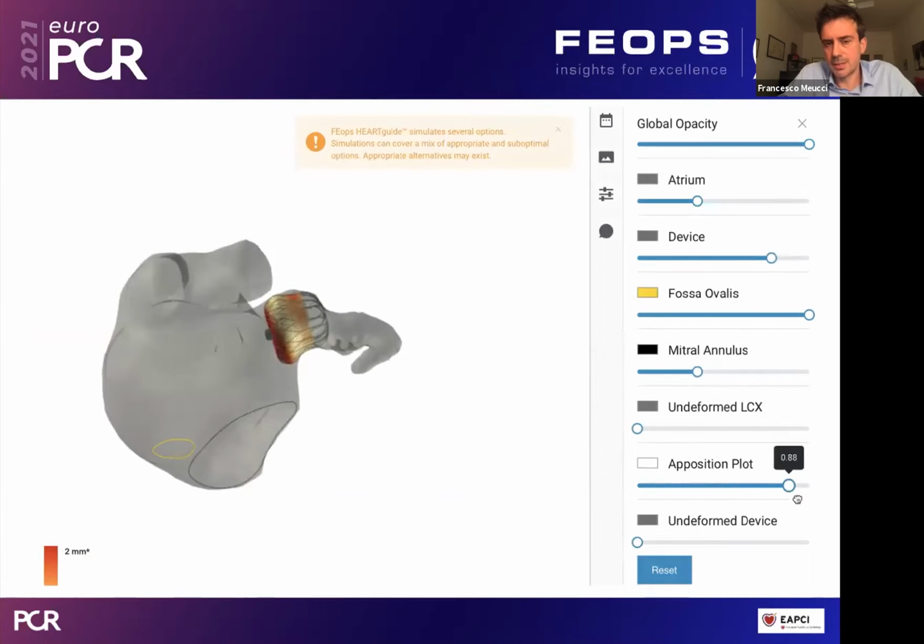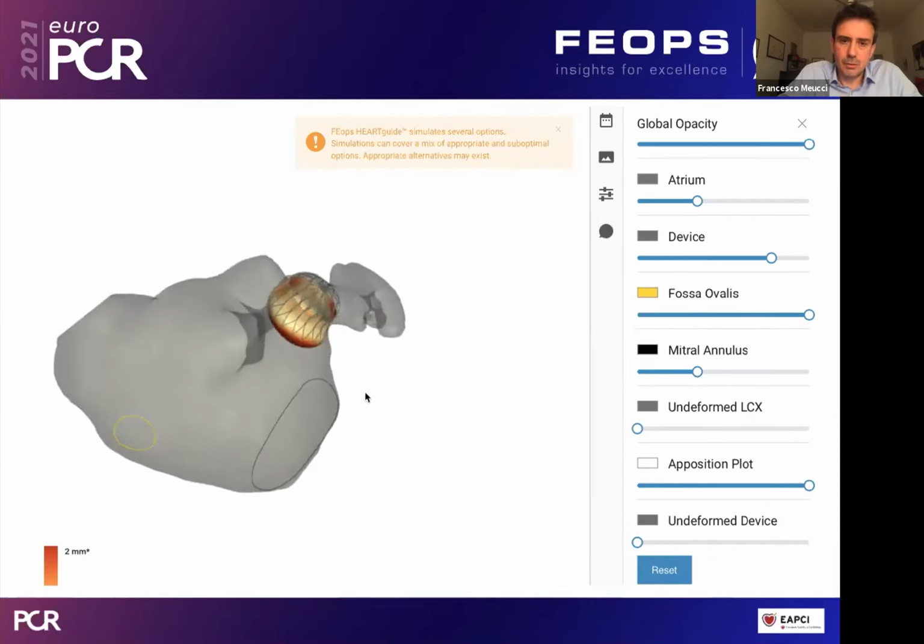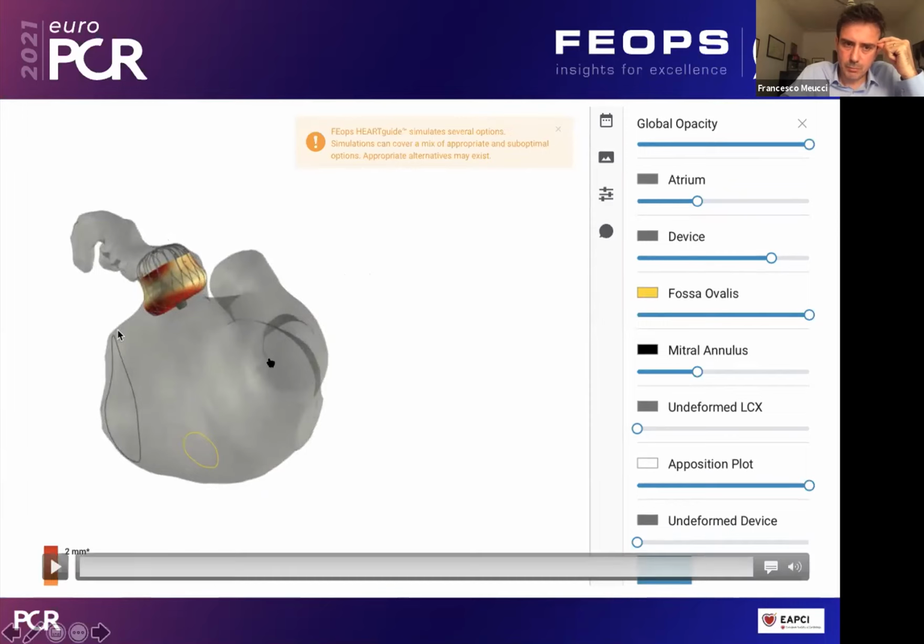So this is the 27, and this is the confrontation, just a quick look at how the undeformed device appears in this appendage, so to have an idea of the degree of compression. Then the rotation of the whole system with the device inside permits you to see clearly the interaction of this device, let's say in this case with the mitral annulus. So you see we have a safe distance of the device from the mitral annulus.